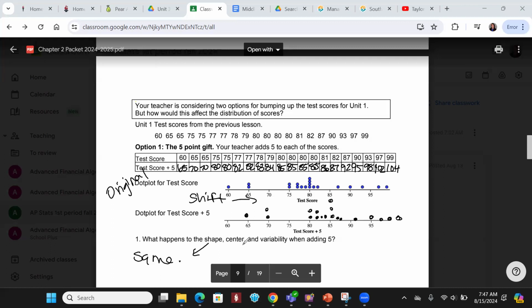What about the center? What's going to happen to the mean? Okay, it goes up by 5. So it increases by 5. What about the variability? How spread out it is? It's going to stay the same.